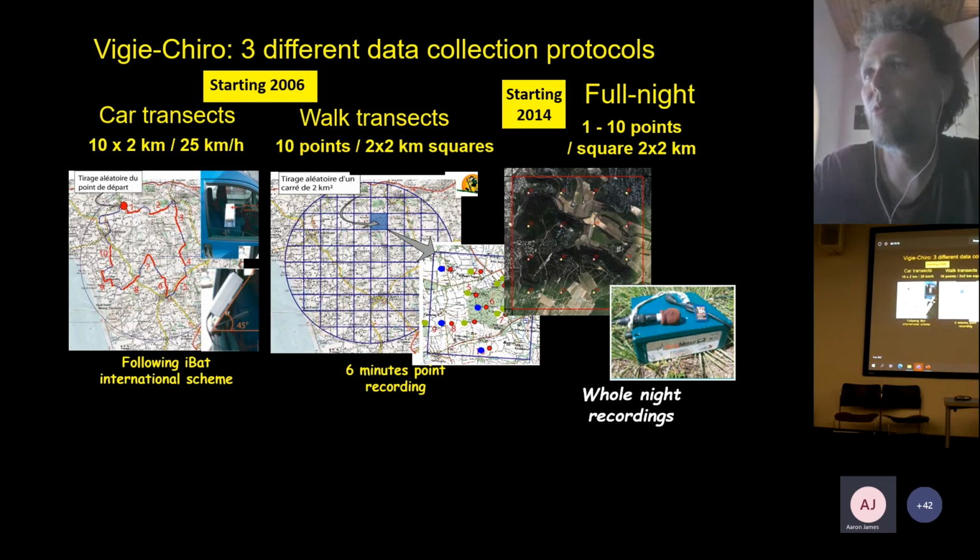So we have been proposing 3 different protocols. So Vigie-Chiro, which is a bat population monitoring scheme in France based on acoustics, started in 2006 with acoustic recordings, automatically triggered but manually analyzed, with 2 protocols, car transects and walk transects. And then in 2014, we proposed a 3rd protocol because there was a new technology that made it possible to record ultrasounds during full nights. And we proposed the 3rd protocol with full night stationary recordings.